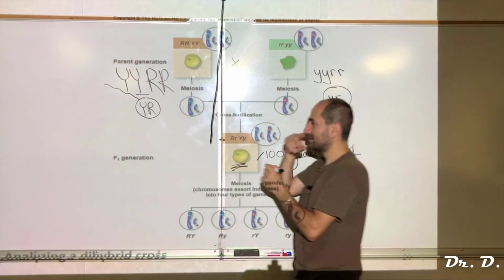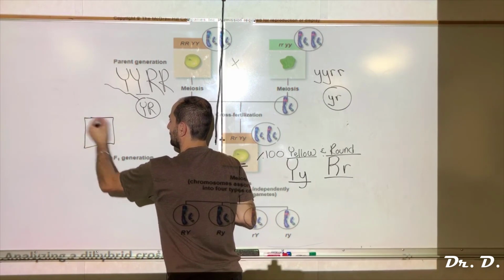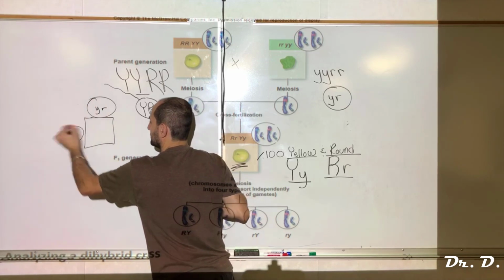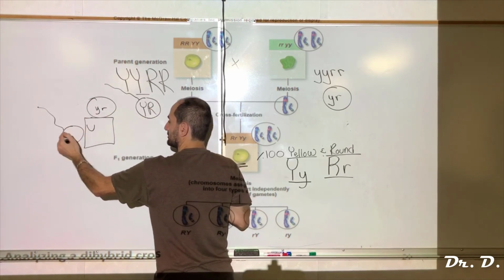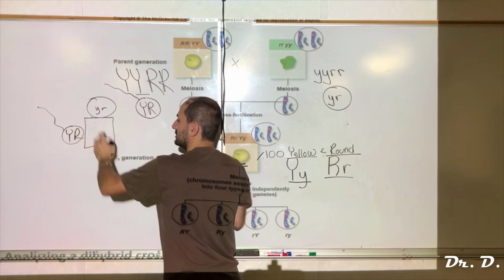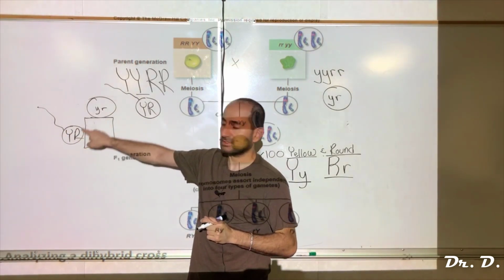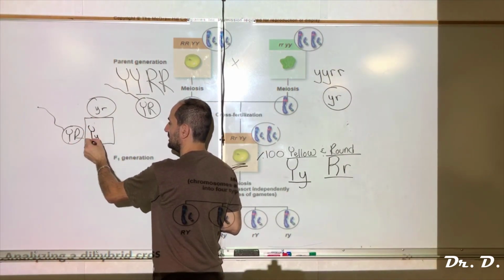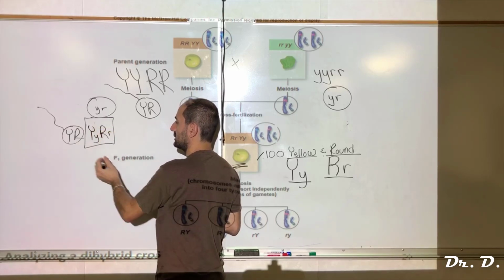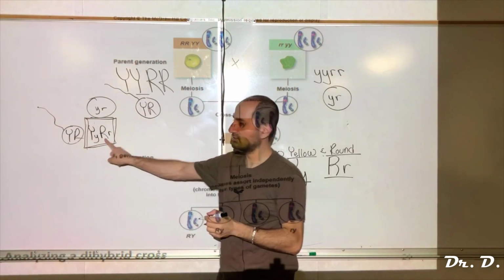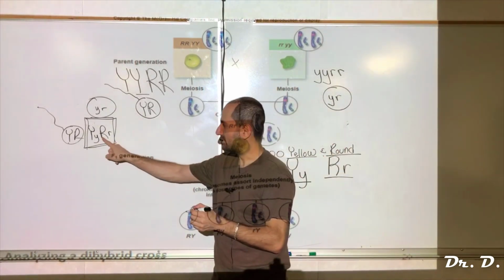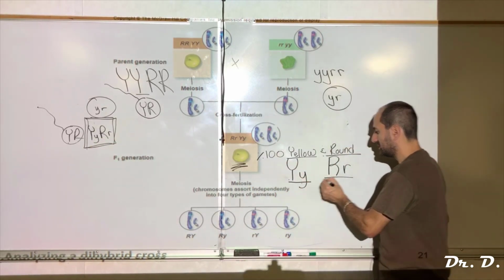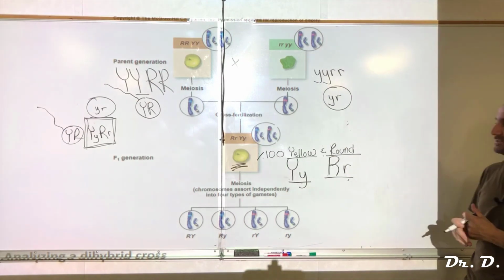So how do you set up your square? Very straightforward. It's a 1x1 square where the egg says little y, little r, and the sperm says big Y, big R. So what happens when this sperm fertilizes that egg? Now you have a big Y and a little y, a big R and a little r. So 100% of your offspring should be yellow and round. And 100% of your offspring should be big Y, little y, big R, little r. So non-true breeder for both traits.